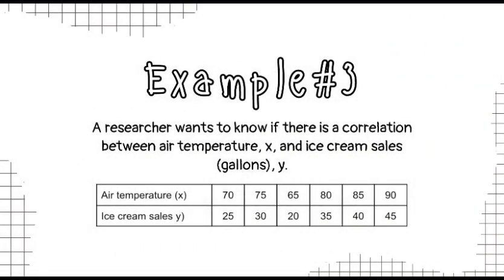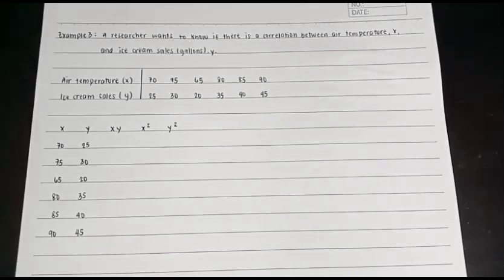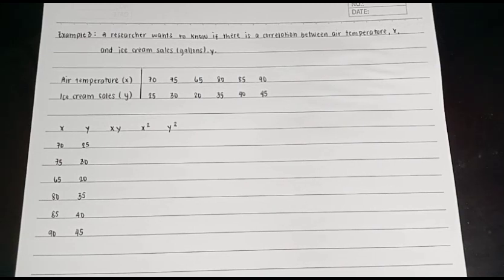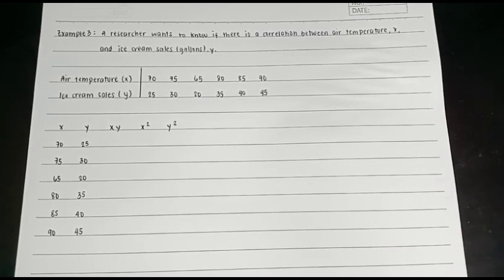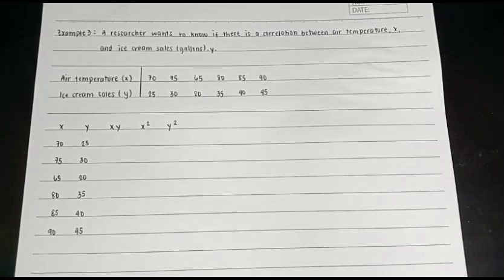And for the last example, a researcher wants to know if there is a correlation between air temperature and ice cream sales in gallons. For our last example, our x is the air temperature while our y is the ice cream sales. So, kung titignan nyo ulit, inayos ko na ulit yung values ng x and y natin. So, let's proceed naman sa xy or the product of our x and y. Same process lang, so wag niyo pahirapan yung sarili niyo. So, first, let's multiply the value of our x and the value of our y.